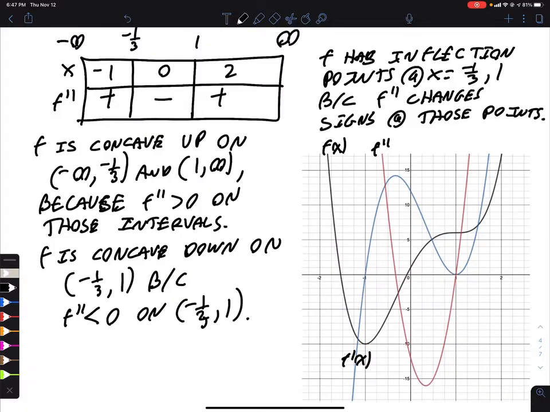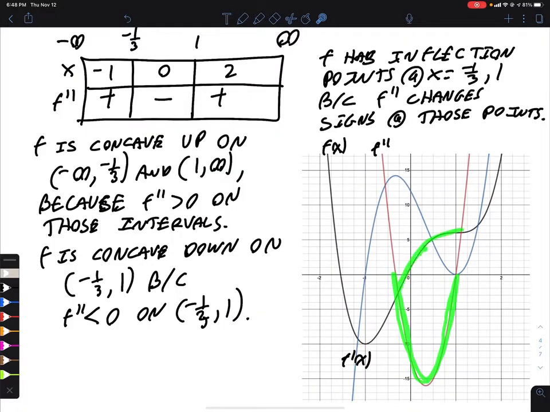Let's look at the second derivative and what it tells us. Second derivative tells us concavity. So we're going to look at the red. The red is positive forever here. So that means in that region, the black graph should be concave up. And we see it is. See? Concave up. Now, the second derivative, which is the red graph, is negative in this region. So on that region, if the second derivative is negative, our function should be concave down. And we see it is.